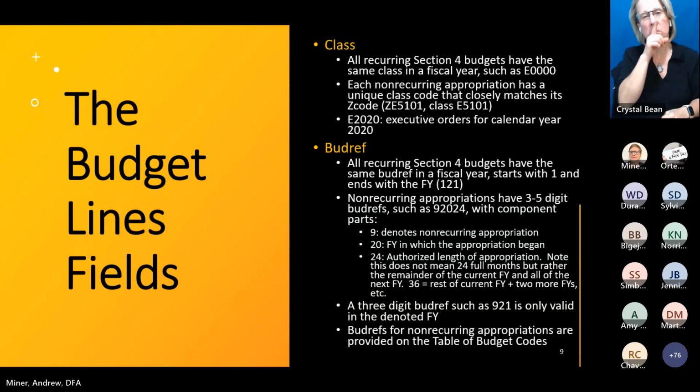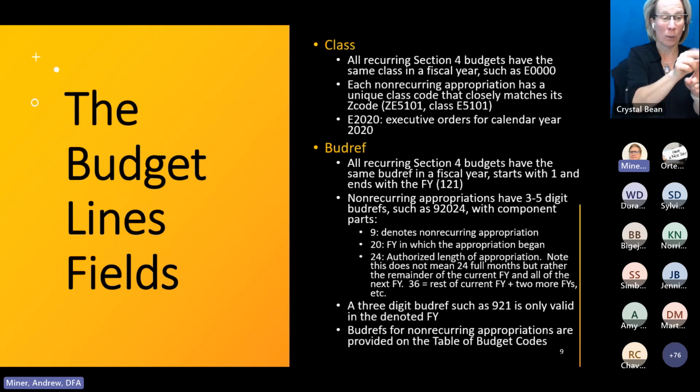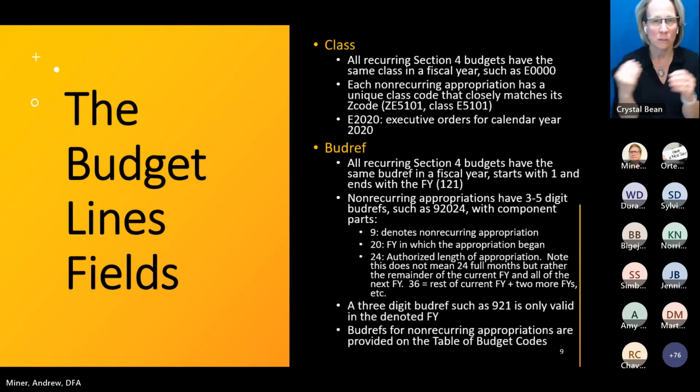Okay, so a question here. If the Z code is 92336, when would it expire? Good question. So that would be valid in 23. So think of it this way. 23 would be the first 12 and then two more, right? So that would end on June 30th, 2025, because that's valid in FY23 plus two more years. So it's valid through fiscal year 2025.